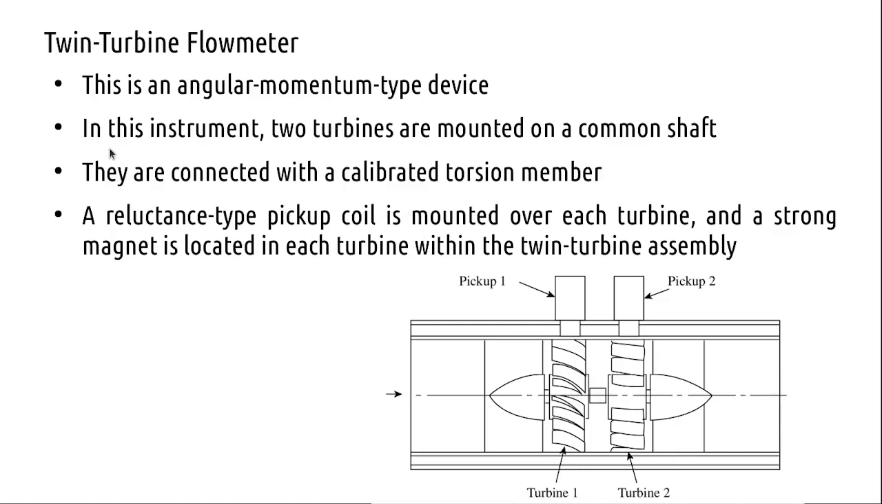So here they are mounted on a constant shaft, and this connection is by a calibrated torsion bar. Okay, and above each of these turbines you have a pickup coil. These are going to generate an alternating field. A magnet is located within each turbine, and this is picked up. The frequency of this rotation, how this magnetic field is cut, that is picked up, north and south poles, so you can pick up.